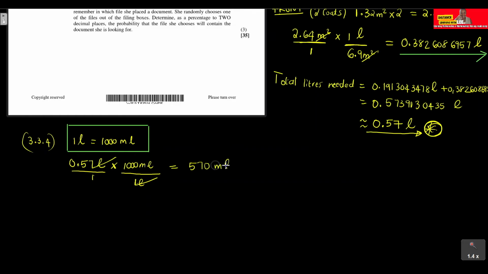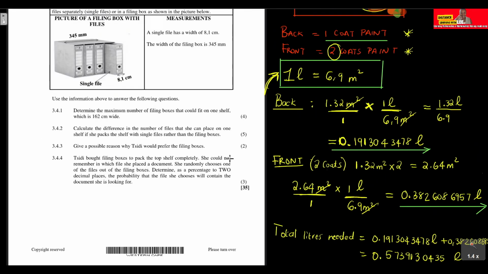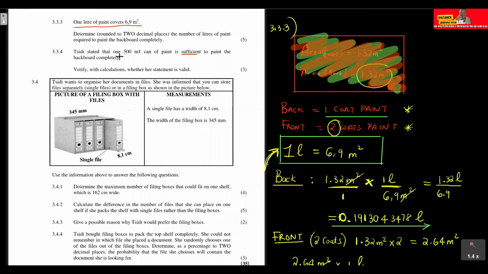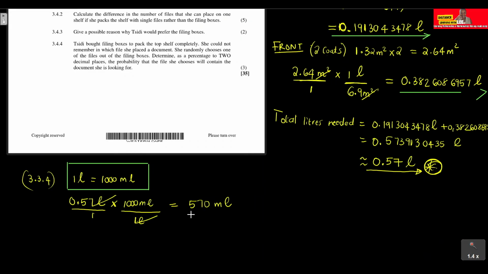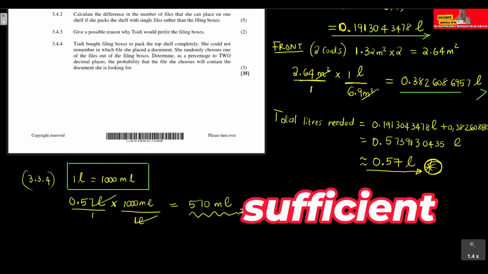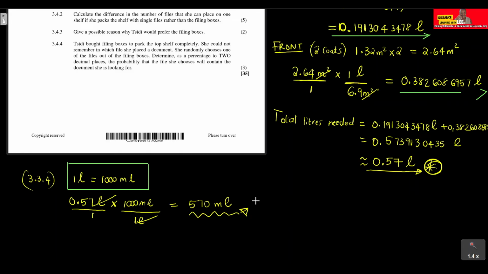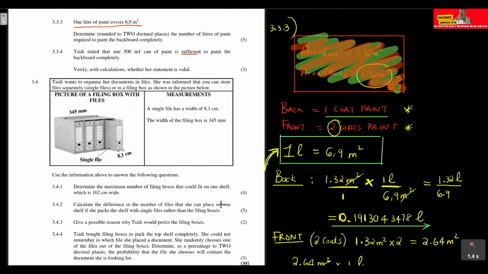you will see that you get 570 milliliters. So what do we see now? She is saying that she just needs one 500 milliliter can of paint, and she's saying it's going to be efficient. But however, what are we seeing here? It's not going to be efficient because she's going to need 570 milliliters of paint. So we can confirm that her statement is not valid.